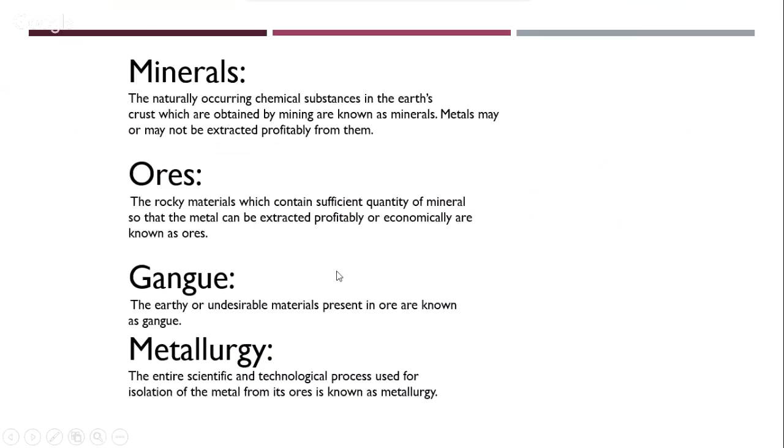Now, what is gangue? They are the undesirable materials that are present in the ore, basically impurities, or all that we do not want in the ore, so that we get our pure metal. And what's metallurgy? Metallurgy is the science, the scientific and technological processes, that are used to extract metals or to isolate metals from its ores. So remember these four definitions as a quick look at the progress of metallurgy.